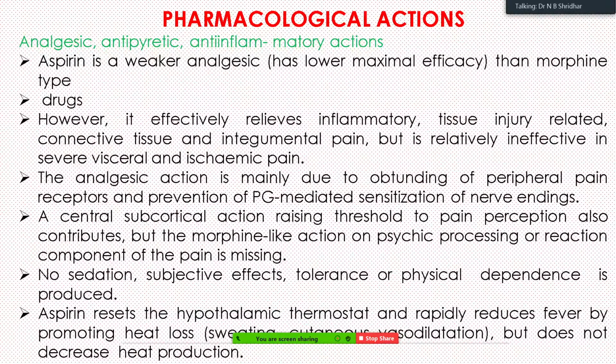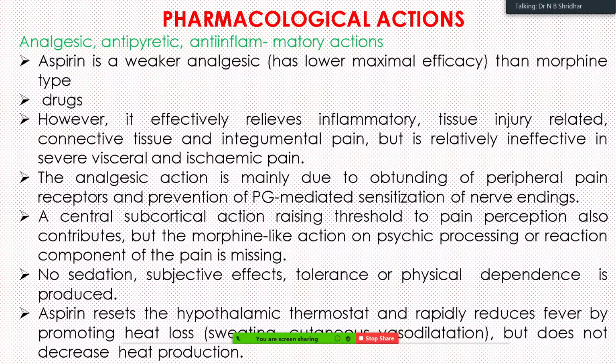The analgesic action is mainly due to the peripheral pain receptors being affected and the prevention of PG mediated sensitization of nerve endings. Apart from this, a central subcortical action raising the threshold to pain perception also contributes, but the morphine like action on the psychic processing of the reaction component of pain is missing with NSAIDs. There is no sedation, and subjective effects, tolerance or physical dependence are not produced when compared to morphine and other derivatives.